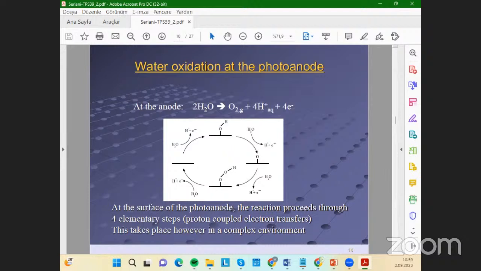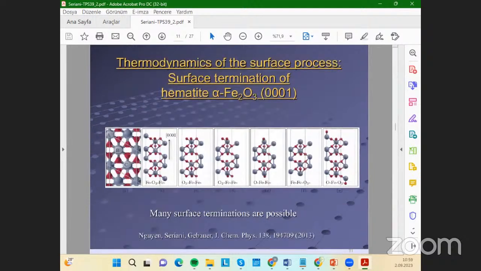So when you have a bias, an electric bias, you have the water, you have the oxygen, and so on and so forth. So we started from the basics. This is our surface. You have to think that the plane of the surface is actually perpendicular to the slide. So this is our crystal, which is cut here.